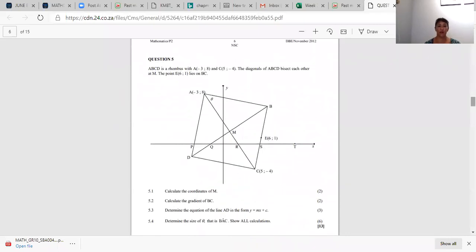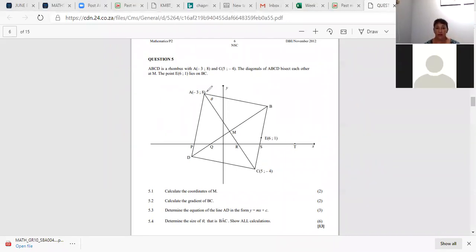Question 5 in this paper. So they said that ABCD is a rhombus. They're giving you the coordinates of A and the coordinates of C. Right, so as soon as you read that it is a rhombus, you need to know what a rhombus is. In other words, the properties of a rhombus.